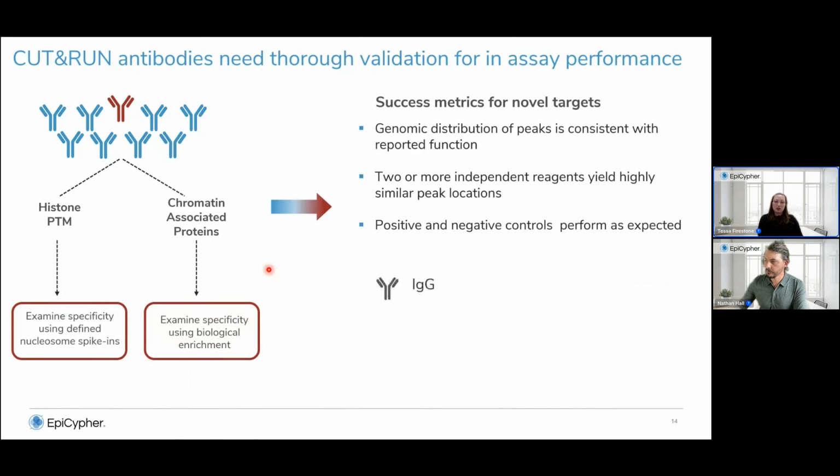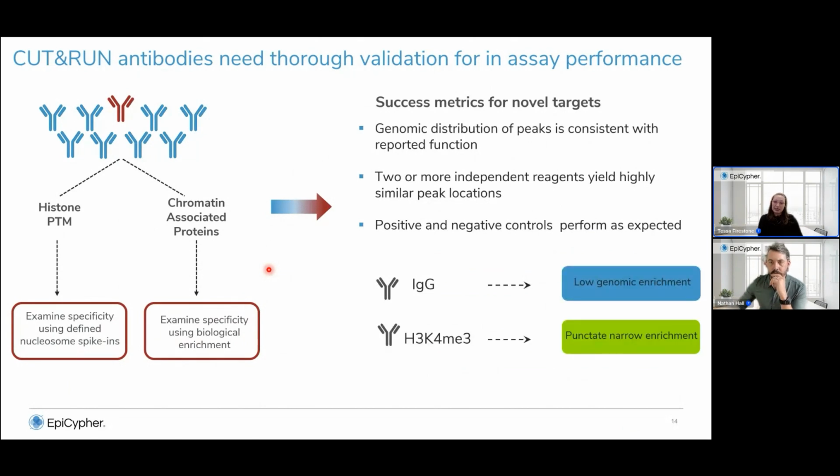And your negative control is IgG, which should have a low genomic enrichment, your H3K4 trimethyl, which should have punctate, narrow enrichment associated with promoters, and H3K27 trimethyl, which should have broad genomic enrichment associated with repressed regions. When your control antibodies generate the expected spike-in recoveries and the genomic features, the CUT&RUN data is reliable and the workflow is validated. The controls inform the user of failed reactions, samples, or the entire workflow.